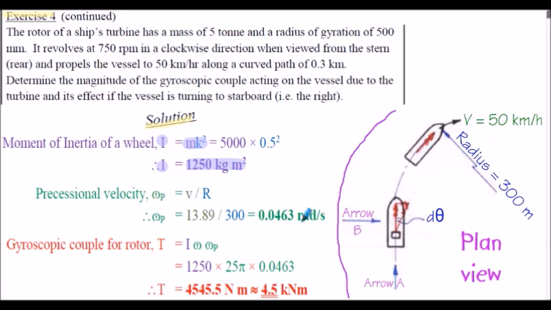We need to work out the precessional velocity, omega p. That's the linear velocity v, which was originally 50 kilometers an hour in the question, which we converted to meters per second, so that's 13.89 meters per second. And that's divided by the radius of the curved path, which was 300 meters. So our precessional velocity is 0.0463 radians per second. We can then calculate the gyroscopic couple or torque from the formula I multiplied by omega multiplied by omega p. So we can determine the applied torque is approximately 4.5 kilonewton meters.